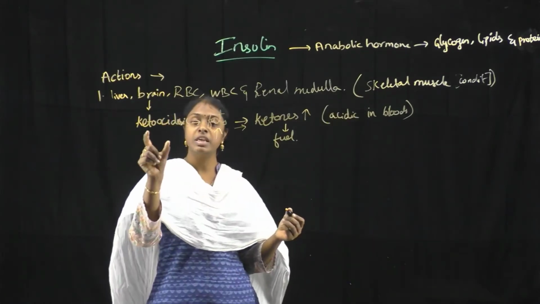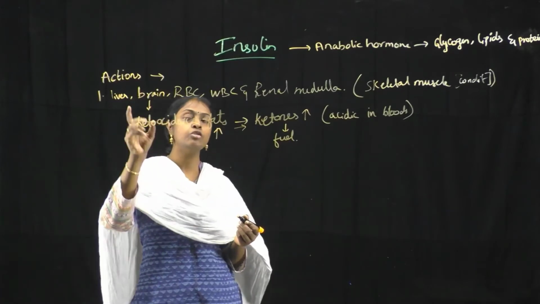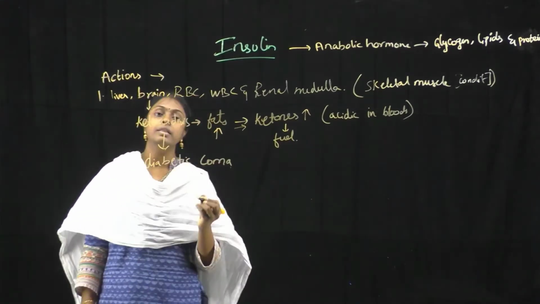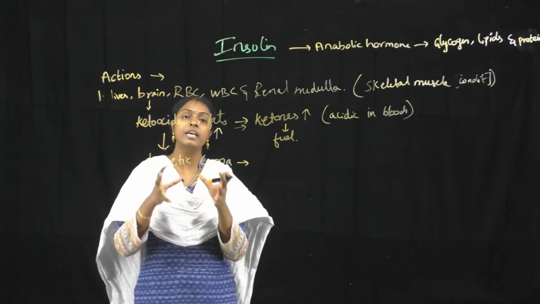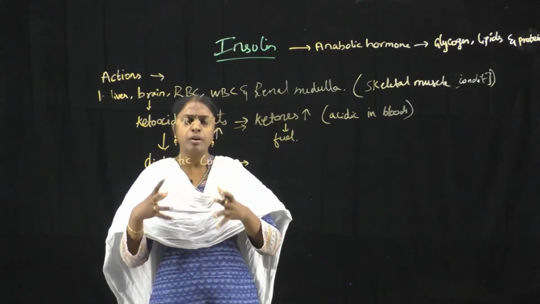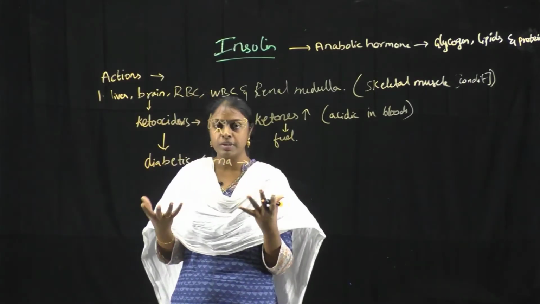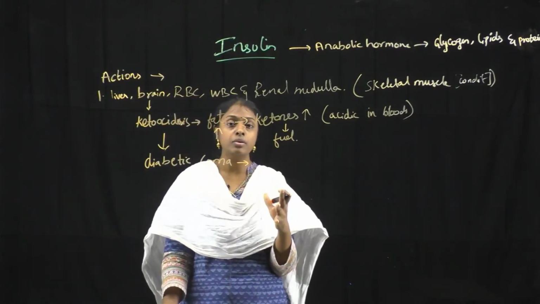So this ketoacidosis will interfere with the utilization of glucose in the brain, and then it will cause diabetic coma. Diabetic coma is a life-threatening state in which diabetic patients, when there is too high or too low blood glucose level, will go into an unconscious state.